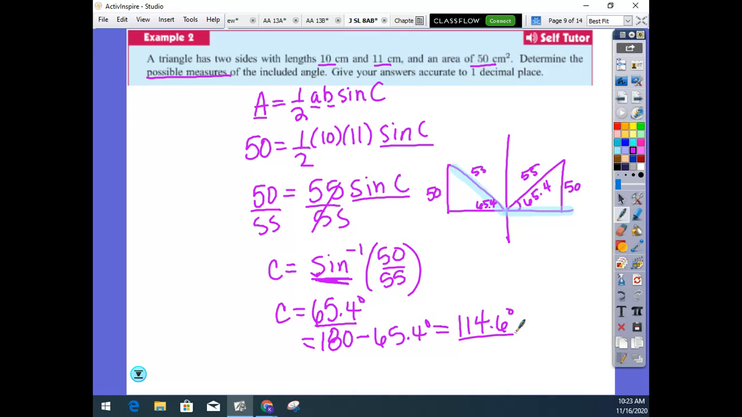All right, so let me just draw this picture out. If it's the first one, well, we don't know what this side is here, but this is 65.4, and this is 55, and this is 50. So I'm going to just stop with this. Okay, these are your two answers.